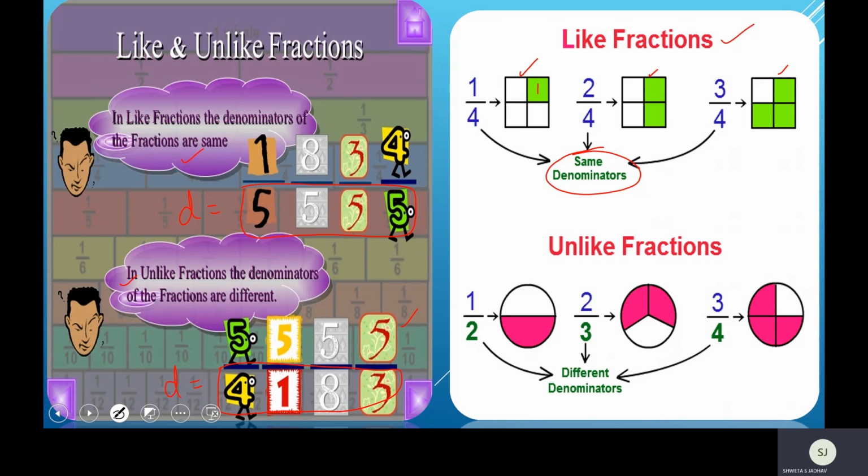For unlike fractions, when you observe the shaded figures here, which we have written as fractional numbers, and when you observe the denominators of these numbers, you can see that all the denominators are different. So they have different denominators, which is called unlike fractions.